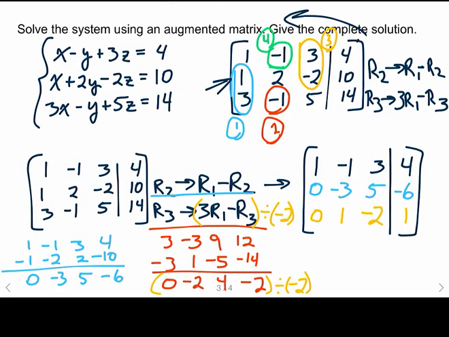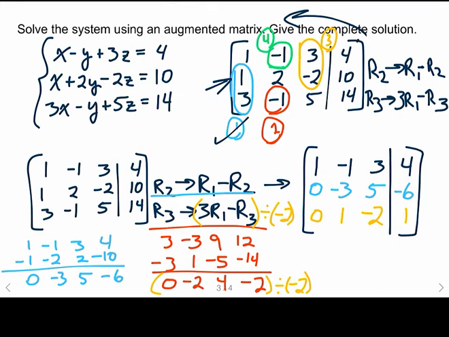Pause the video and do that. Okay, so after doing that, the first row hasn't changed: 1, negative 1, 3, 4. The second row became 0, negative 3, 5, negative 6. Remember, we did row 1 minus row 2. And then for 3 row 1 minus row 3, everything turned out to be even. I had 0, negative 2, 4, negative 2. So I divided that by negative 2. And the third row of my augmented matrix is now 0, 1, negative 2, 1. We have taken care of putting zeros in the first two places that we want them.